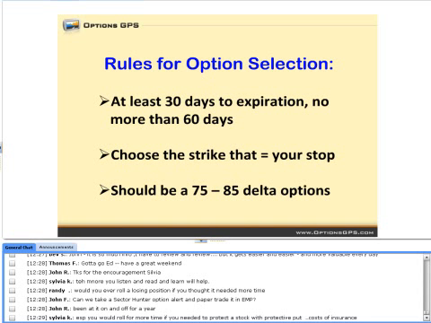Can we take Sector Hunter options alerts and paper trade them in EMP? John, that's a good question. I will check in with Teak and Chris and make sure that's all kosher, and I will definitely take a look at that. It's a good idea.